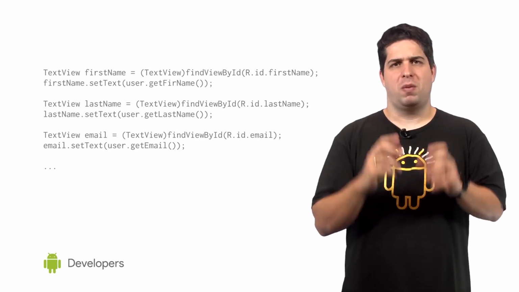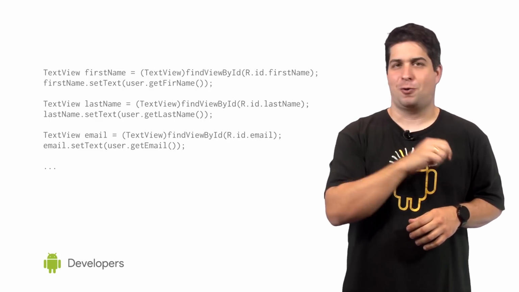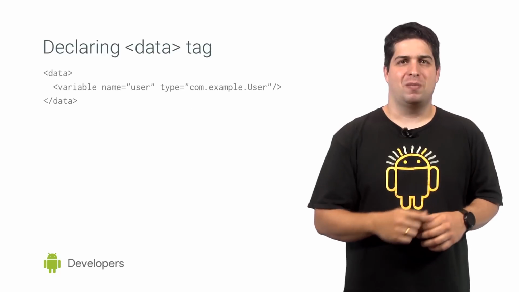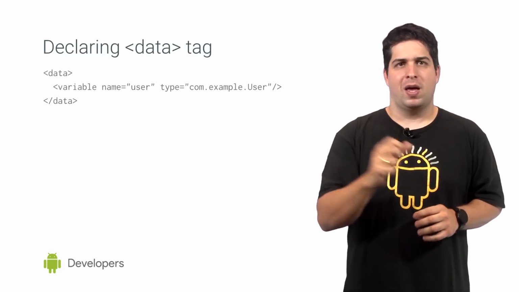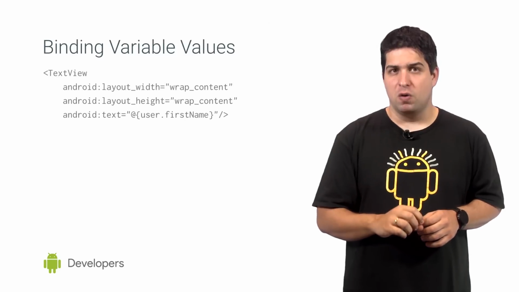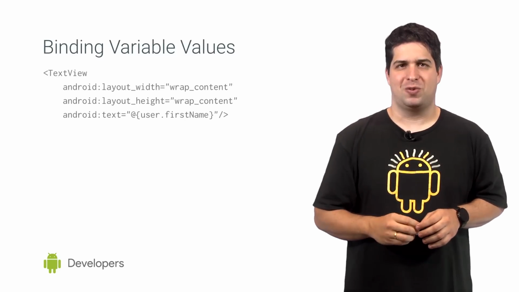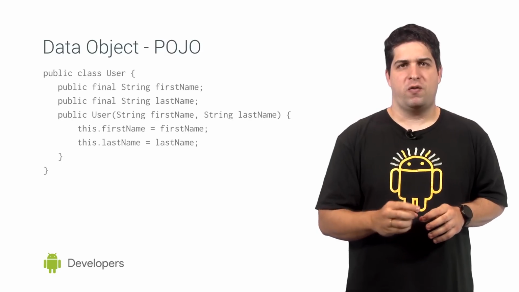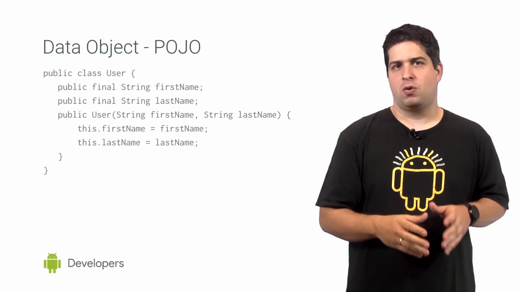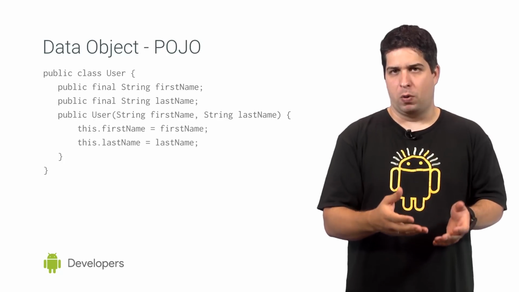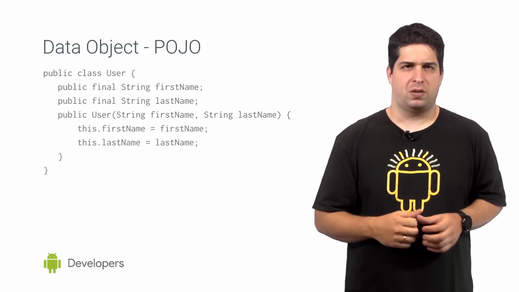And then you would have to implement a bunch of Java code to instantiate the views, find the views, and set the correct values. But now, with data binding, you just have to add a data tag declaration with the variable name and type. And for each view, when you want the data from the object, just refer to the corresponding attribute. All the data will be retrieved from the data object that you declared and populated. This data object could be a plain old Java object, a POJO for that user, or it's also possible to use a Java bean object.